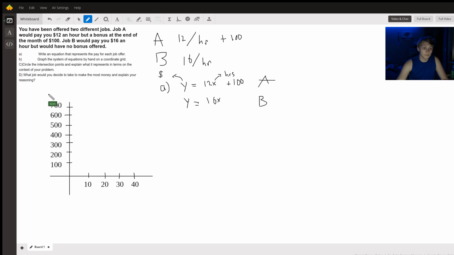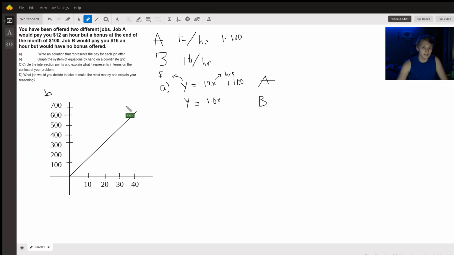For letter B, we need to graph these. It's going to be easier to start with the graph for B, where Y equals 16x. So we know that at the beginning of the month, you have $0. So we'll start at 0, 0. You've worked no hours. You have no money. And at the end of the month, just where this graph ends, let's say you worked 40 hours, and this can extend past then. So at 40, we're going to go all the way up to 40 times 16, which is 640. So right about there.